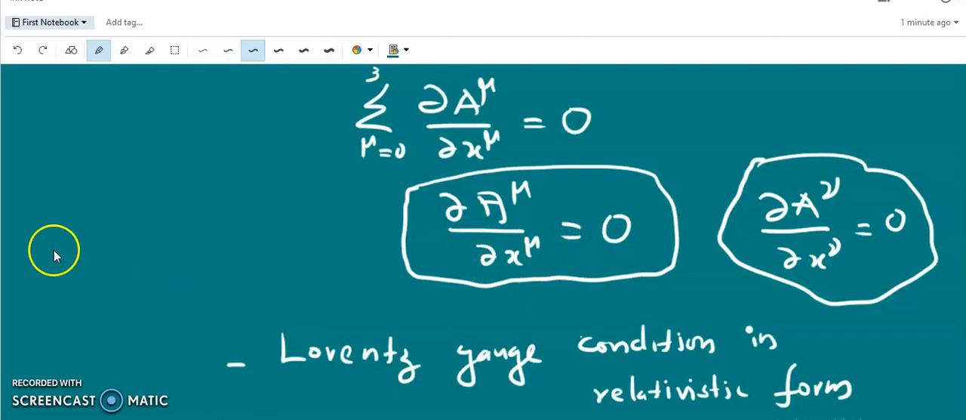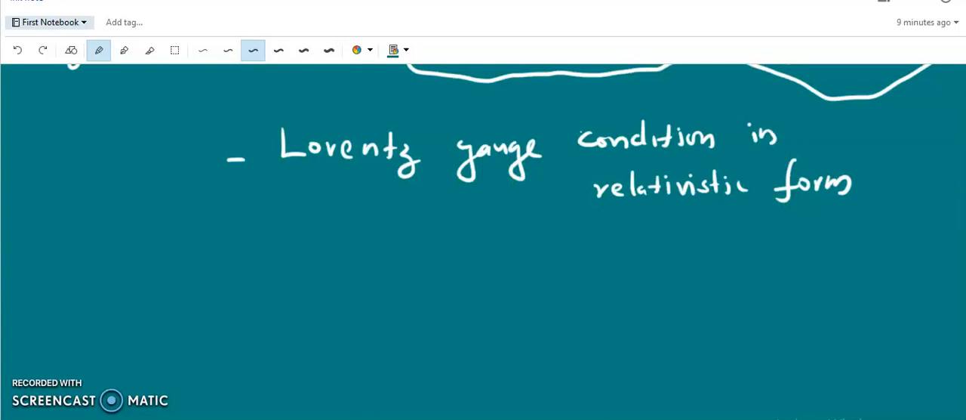You can see that this is analogous to the equation of continuity in relativistic form. So instead of J, we have A here. Okay. Now we can apply this Lorentz gauge condition in our equation number 4. So we have seen that the equation number 4 is obtained from the Maxwell equation in relativistic form. Dou F mu nu by dou X mu is equal to mu 0 J nu.